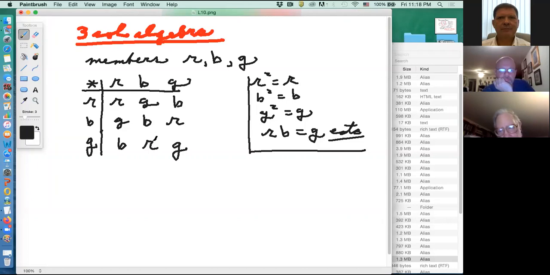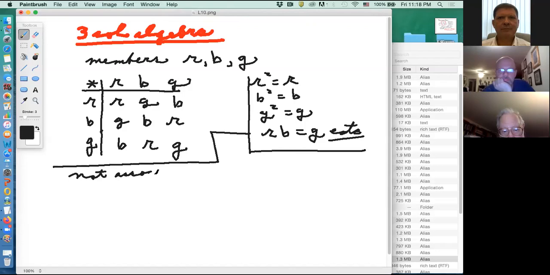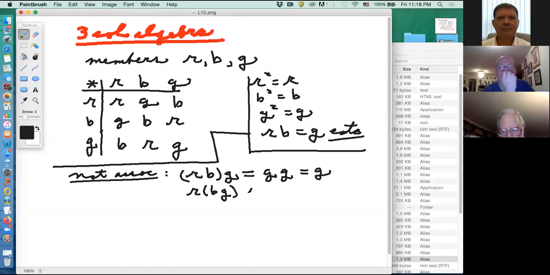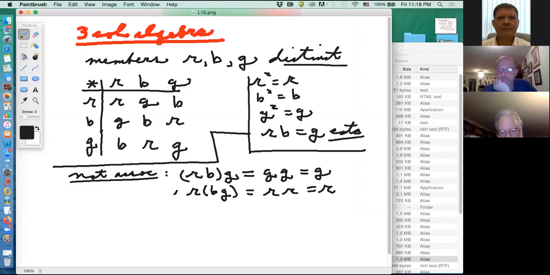Seems like it might be related to the integers mod 3, and it is, as we'll see in a few minutes. But this algebra, for all its being simple, is not associative. RB times G is equal to G times G, which is equal to G. But R times BG is equal to R times R, which is equal to R. And of course, we're given that these are three distinct members of the algebra, right? All right, so it's not associative, but that's actually good. It has some very nice properties, however, and I'm going to write them here. We're just going to do a little algebra first.